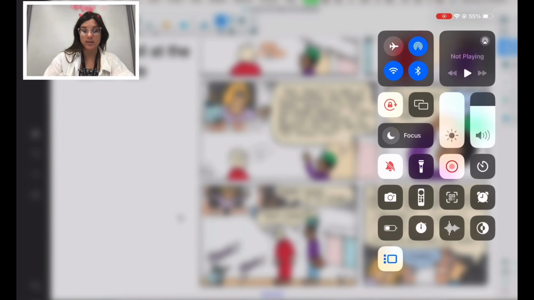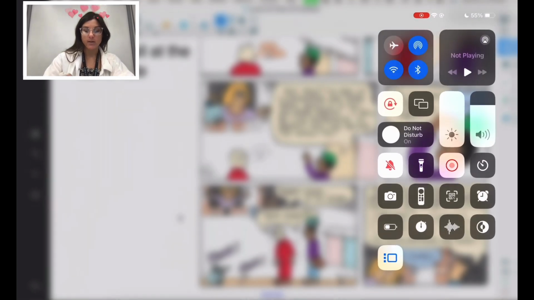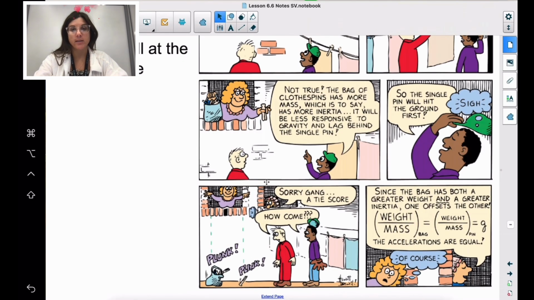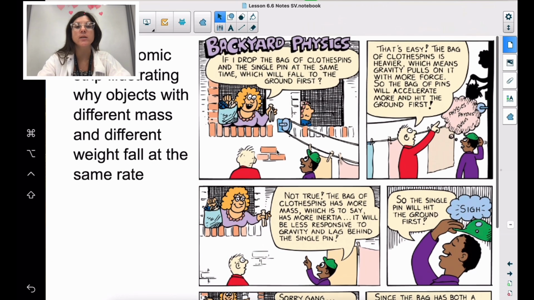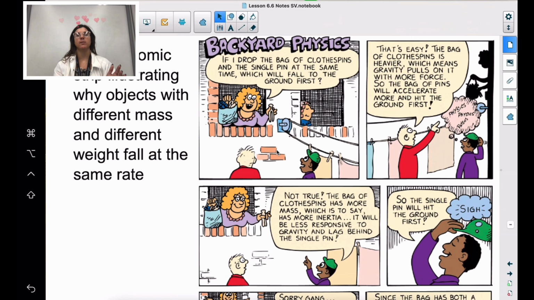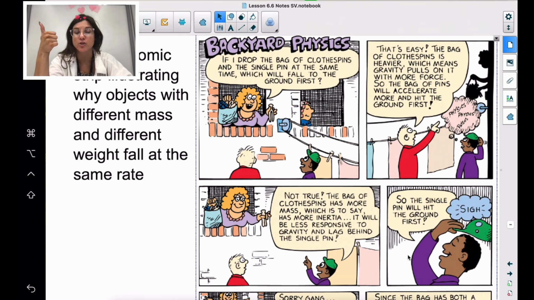It doesn't just explain that they fall at the same rate. What it's explaining is that there's a reason why they both fall at the same time. Not only that, it talks about confusing misconceptions. So it talks about why someone might think the clothespins would fall faster, or someone might think the single pin would fall faster. So it addresses misconceptions as well as really explaining why they fall at the same exact rate.